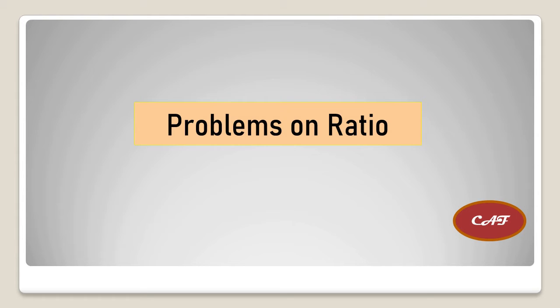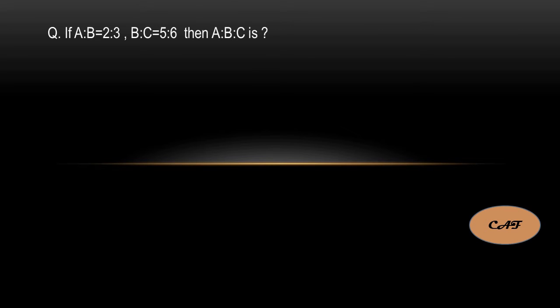Today we will discuss problems on ratio. First question. If A is to B is equal to 2 is to 3 and B is to C is equal to 5 is to 6, then A is to B is to C is how much? They gave the two ratios A is to B and B is to C, and finally we have to give A is to B is to C.